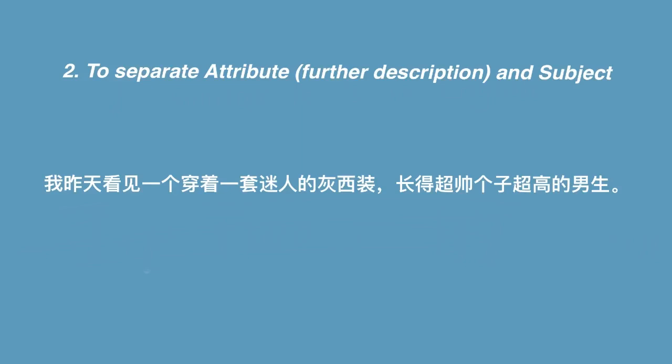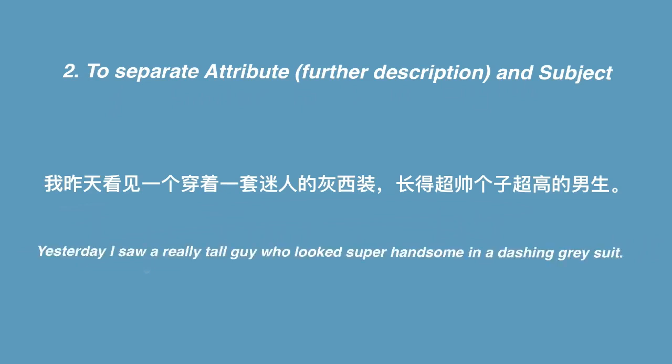我昨天看见一个穿着一套迷人的灰西装，长得超帅，个子超高的男生。Yesterday, I saw a really tall guy who looks super handsome in a dashing gray suit. So in this sentence, we want to describe that yesterday I saw a guy. But what are the characteristics of this guy? What is the further description of this guy? In English, we used who and after it a clause. But in Chinese, we can put all of these descriptions in front of the subject and with the 的 in the middle, and then 男生, which is our subject, behind it.